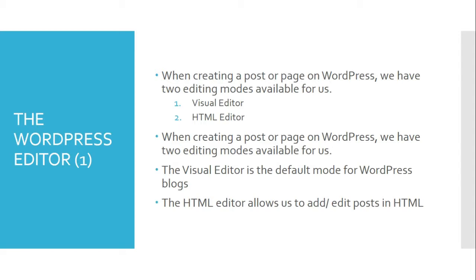The Visual Editor is the default mode for WordPress blogs and it provides a semi-what you see is what you get content editor that allows us to easily create, edit, and format content in a view similar to that of a word processor. Whereas, the HTML editor allows us to write posts in HTML or edit a post's HTML. When we need to add a short code, add some font style, or paste a code from an outside source, we can use the HTML editor.